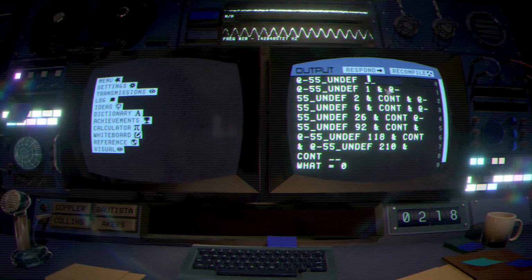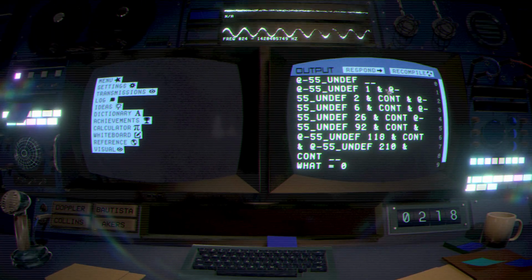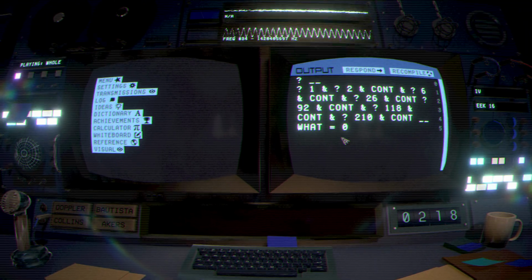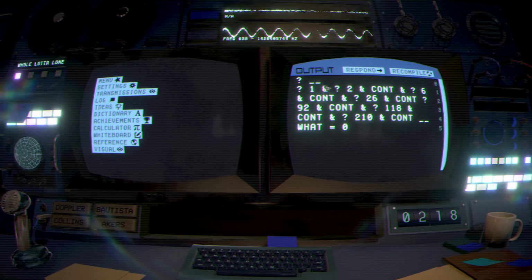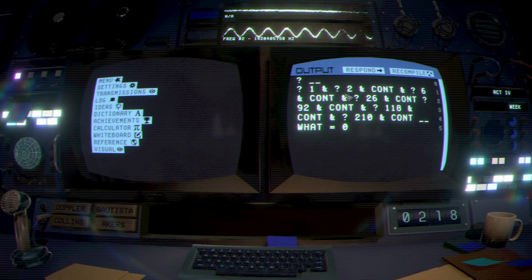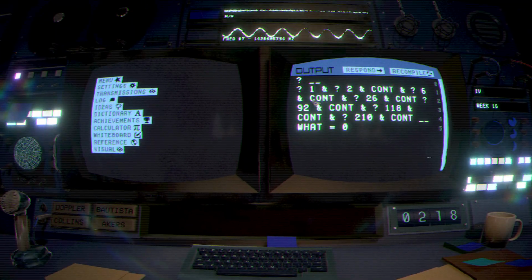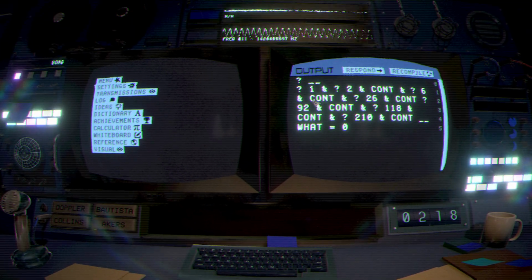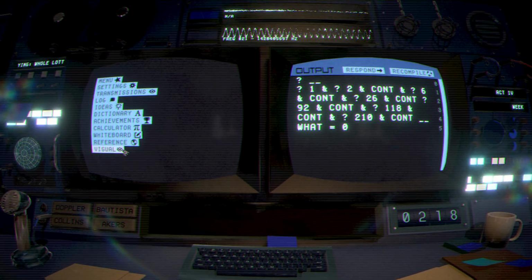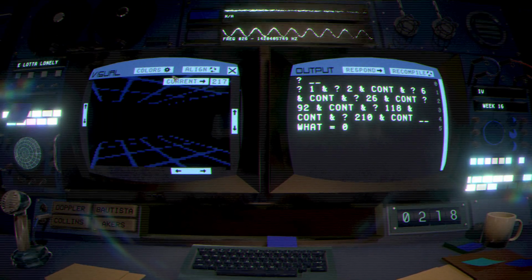Right off the bat, we have a new signal. You already know what I'm gonna do with that. Something 1 and something 2. Continuous. Something 6, continuous. Something 26, continuous. Is this the concept of infinity? Don't know.